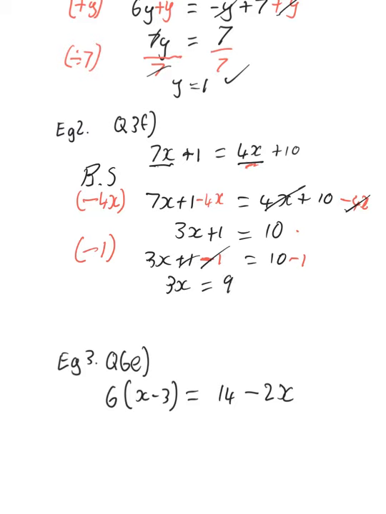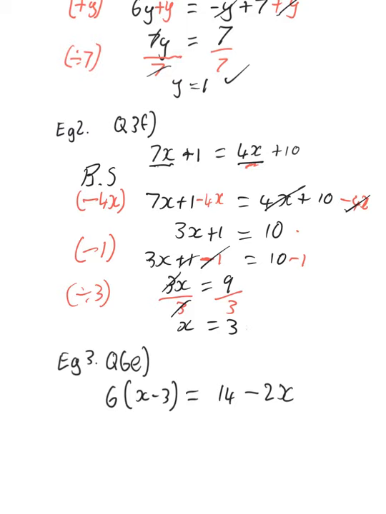We want to eliminate this 3 times x, so to do that, we'll do the inverse of times, which is to divide. I'll just do this straight onto here. 3 divided by 3 just leaves 1, x equals 3. 9 divided by 3 is 3.